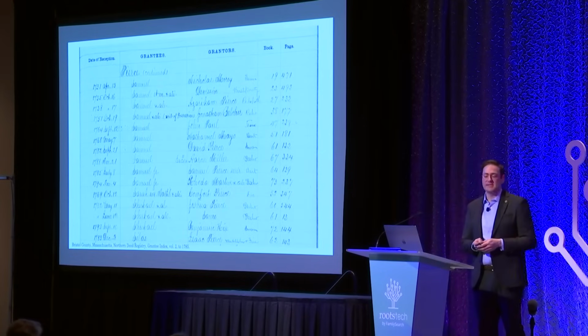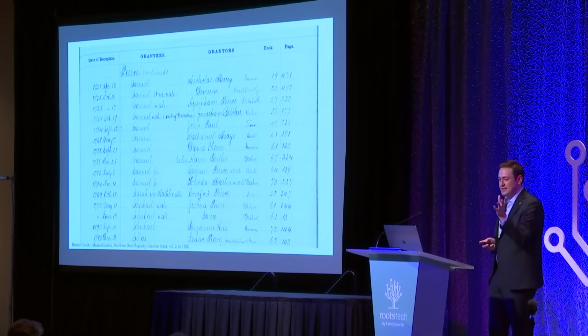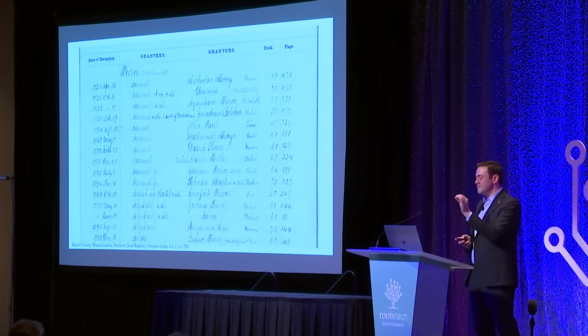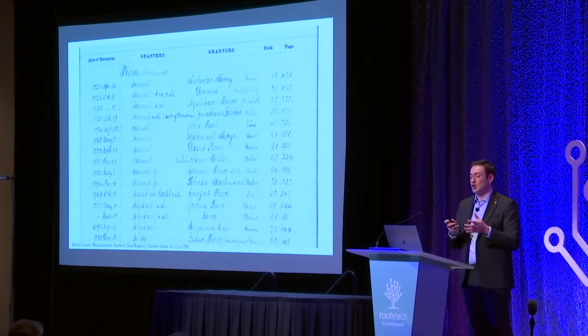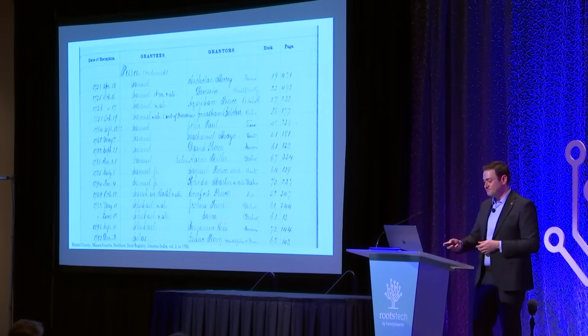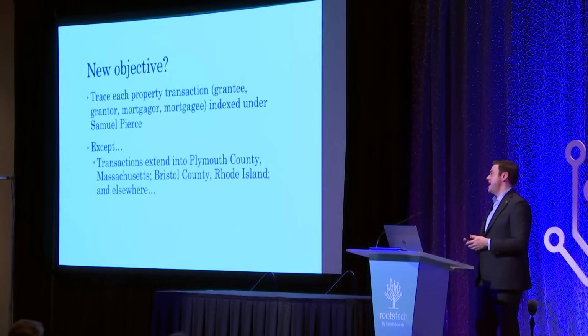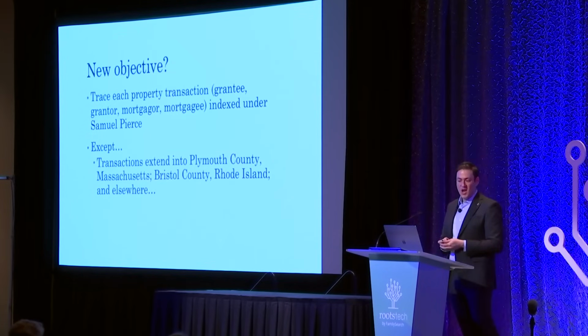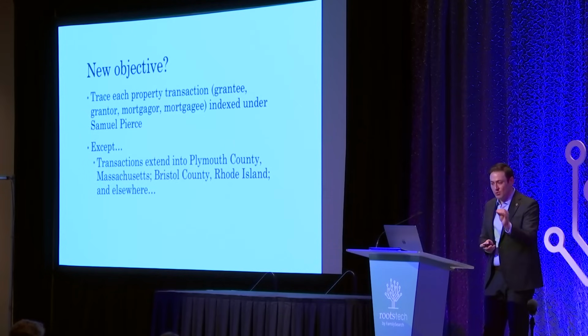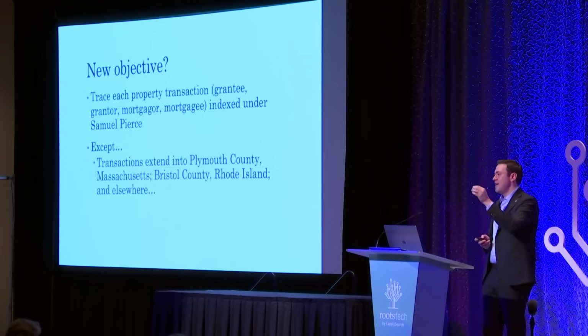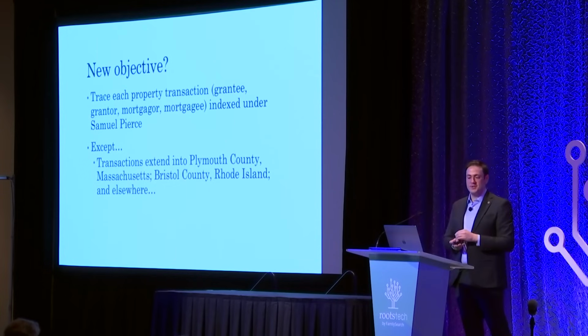Here I have a list from a land record index of grantees and grantors selling property, because one of the key ways of figuring out which Samuel Pierce was my Samuel Pierce was to start to look through land transactions to see what I could learn about each member of the family. This is just one page of many, many, many. So my objective at that point actually became to trace each property transaction, both in the deeds and the mortgage records that were indexed under Samuel Pierce.